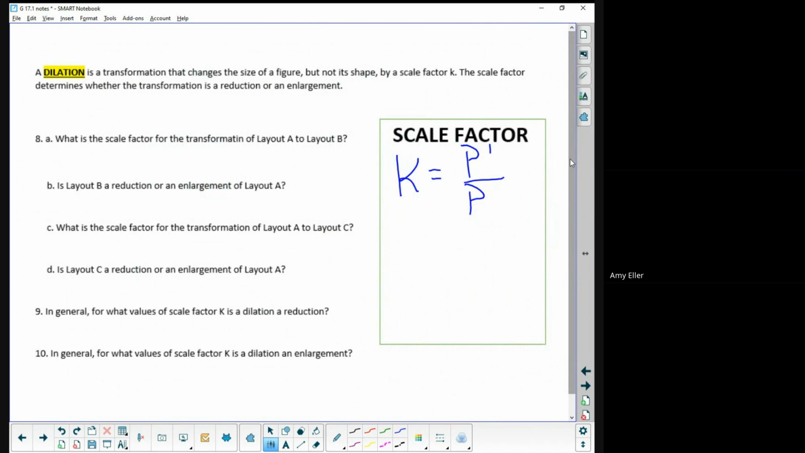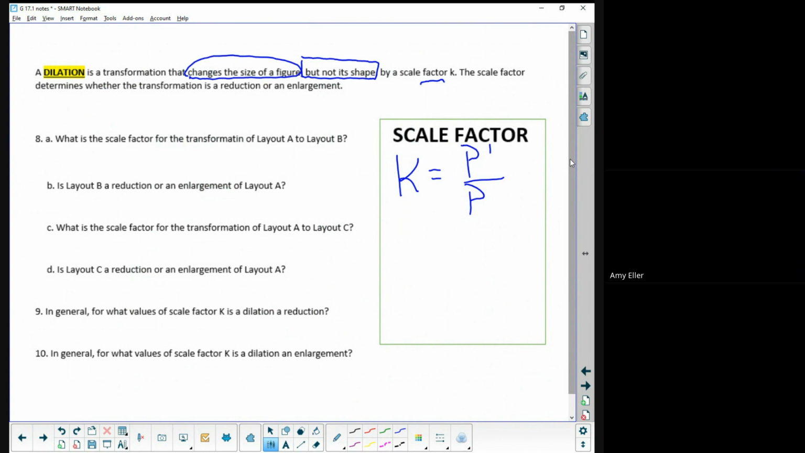A dilation, which is one of the 4 main ways to transform, is a transformation that changes the size of a figure, but not its shape, by a scale factor k. It will change the size, but not the shape. It changes it by that scale factor k. Factor means multiple, so that's why we use the word factor. The scale factor determines whether the transformation is a reduction or enlargement.